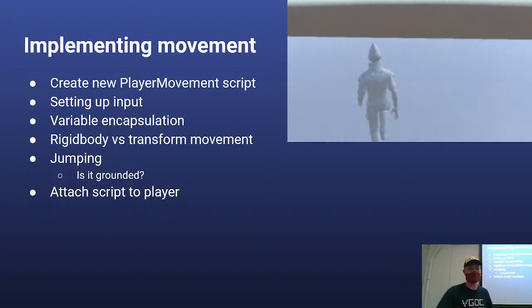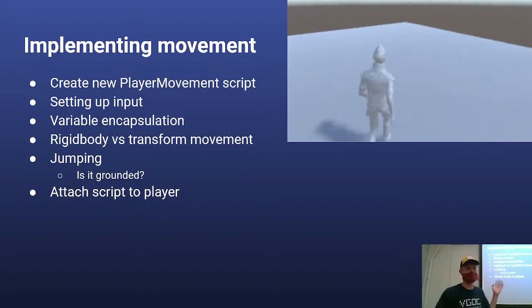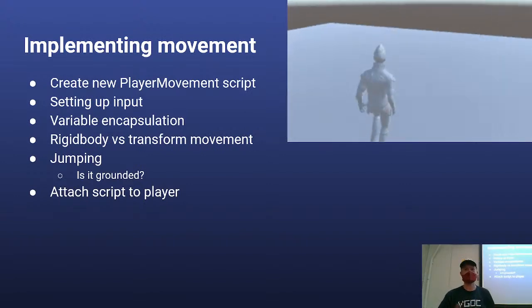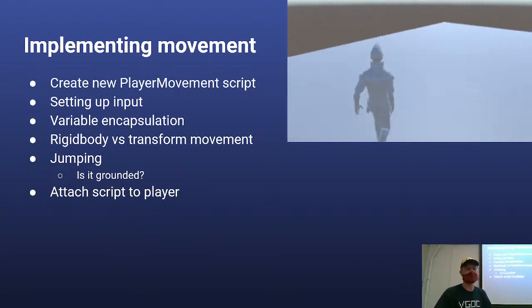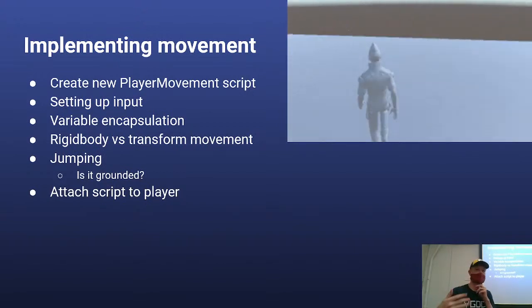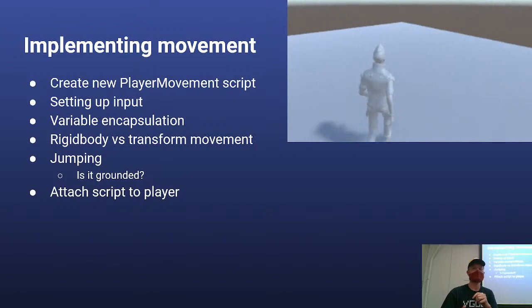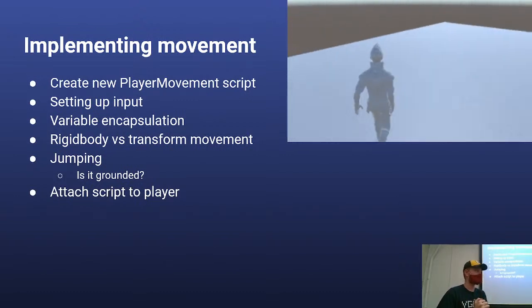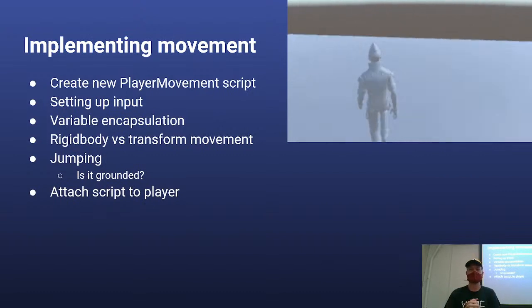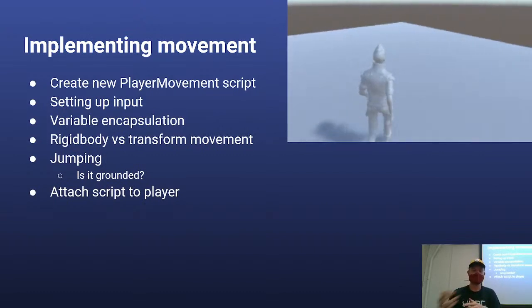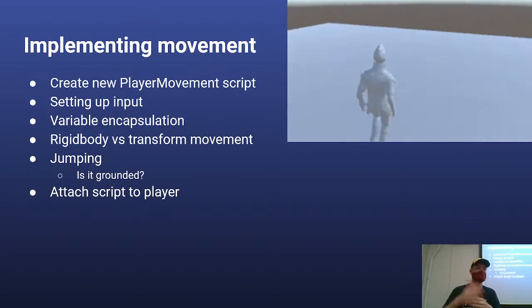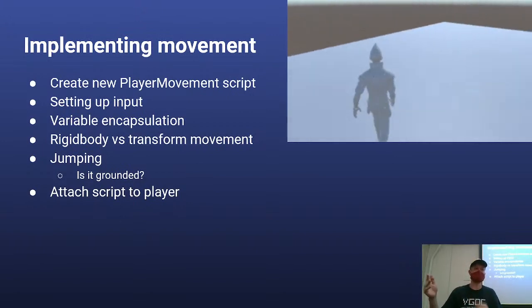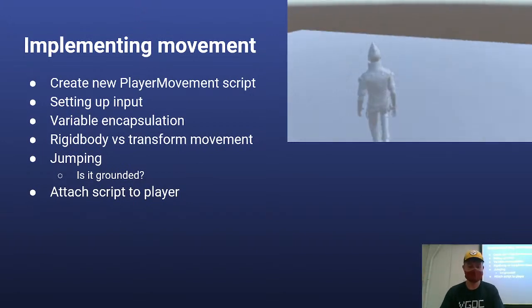So now we will implement movement. We're going to create a script. So we'll start actually coding for our project. We're going to use the input we just set up within that script, and then we'll set up variables. We'll figure out what type of movement system we want to use, and then jumping, and then attaching that script to a player so that player can move throughout the world.